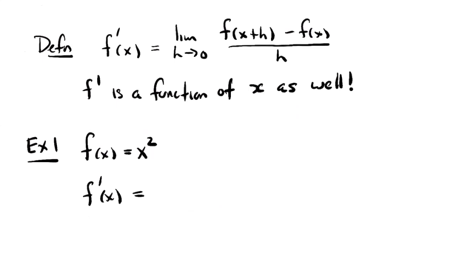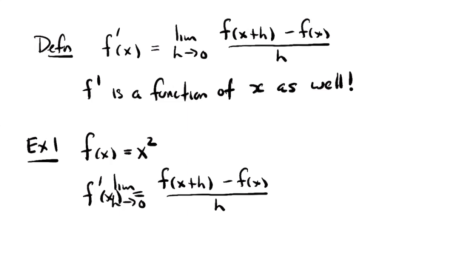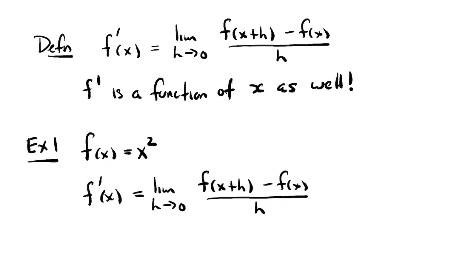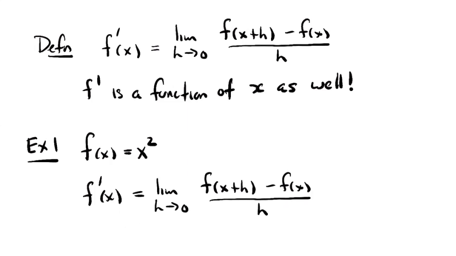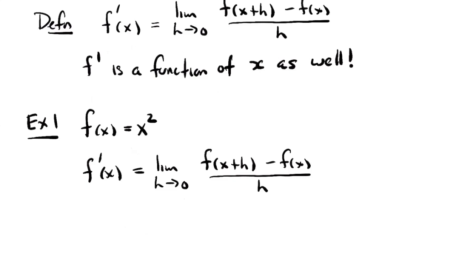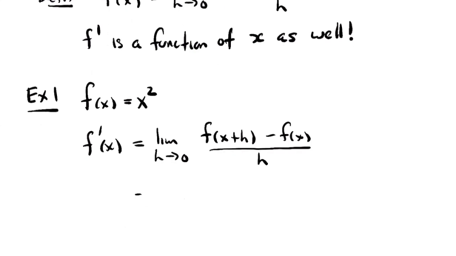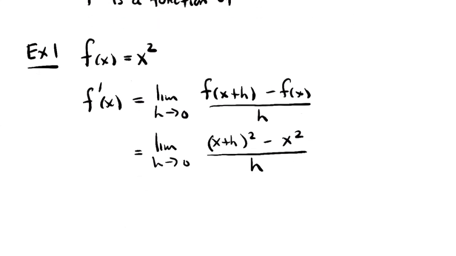Because I'm going to be writing this so many times in this lecture, let me just copy that, and then I don't have to keep writing it over and over again. Every one of these computations is going to start like that. Then I can put in the details of what f is. So it's the limit as h goes to 0. In this case, f is x squared, so it's x plus h squared minus x squared all over h.